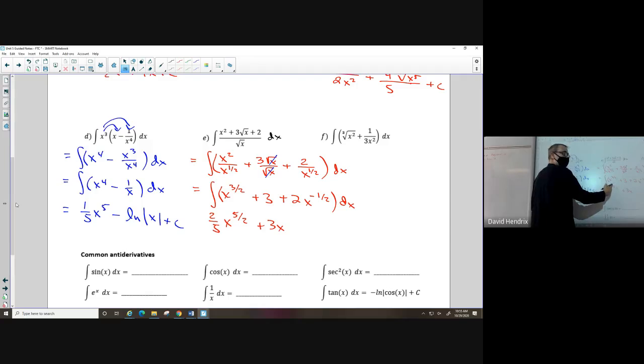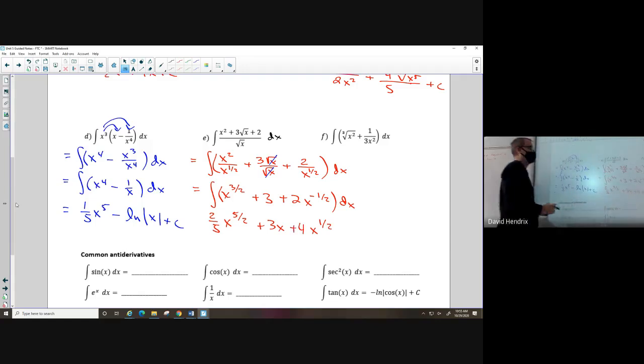Good? Okay. And then the next one, we go up 1 power. So going up 1 power from negative 1/2 is going to be x to the 1/2, but then times 2, so we're going to get 4. Plus C.